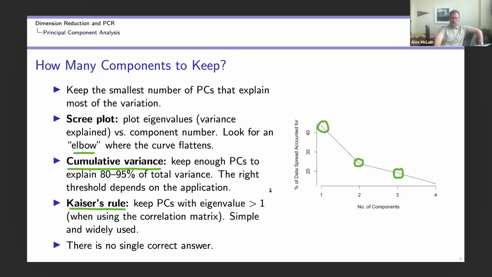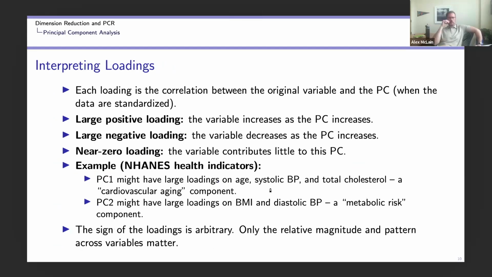Yeah, I think it gets more fun when we start talking about the loadings and how to interpret those. So each loading is the correlation between the original variable and the principal component when the data have been standardized. So if we see a large positive loading, that variable increases a particular principal component we're talking about. Let's actually just go to the loadings here. I think it's going to be easier after we see that.